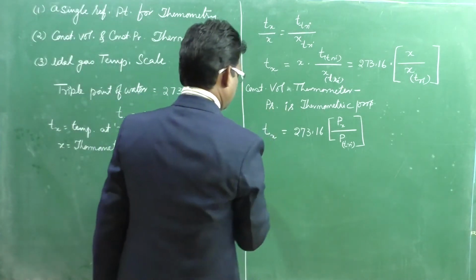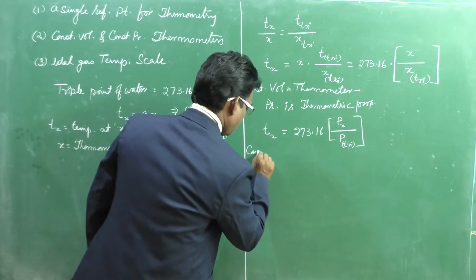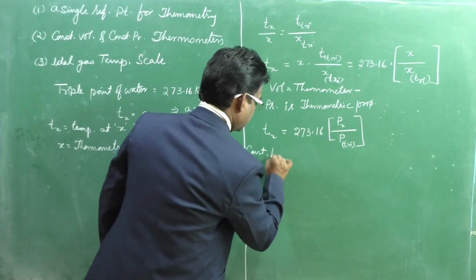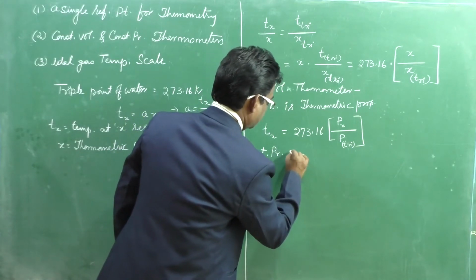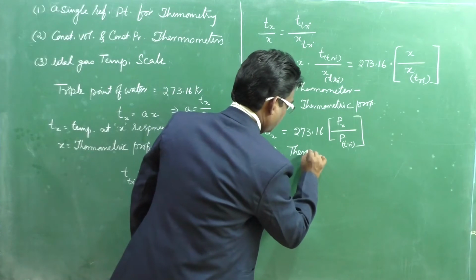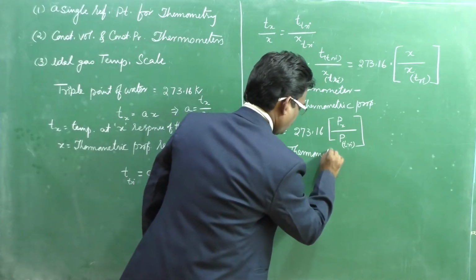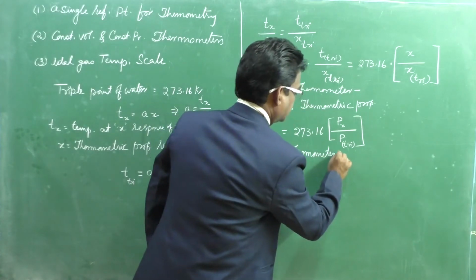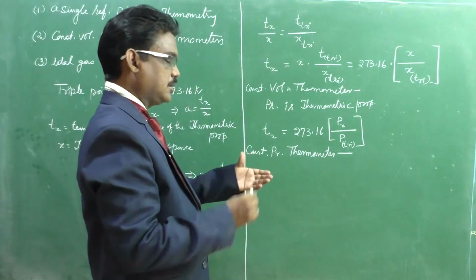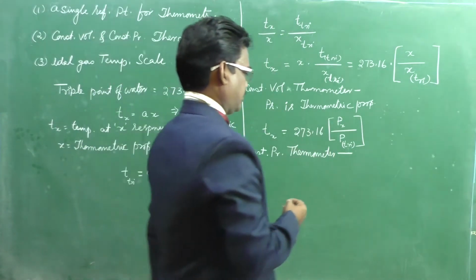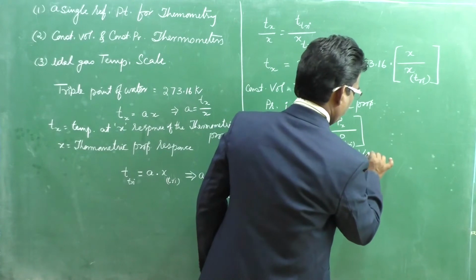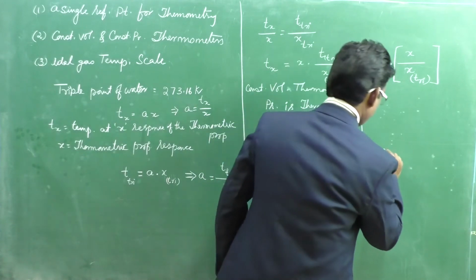Suppose you consider the constant pressure thermometer. In the constant pressure thermometer, volume is the thermometric property, or volume is the variable.